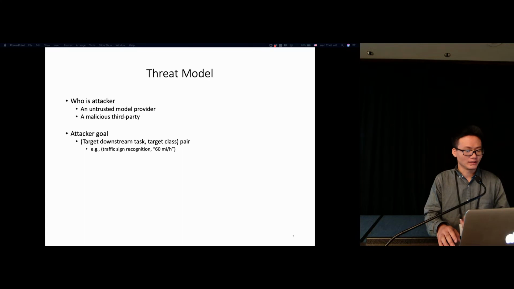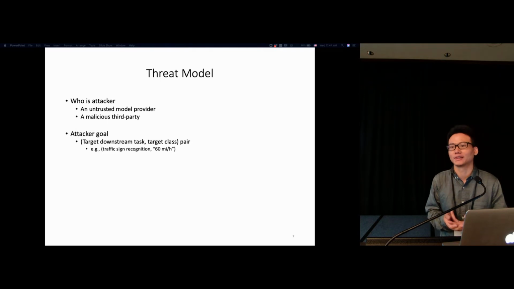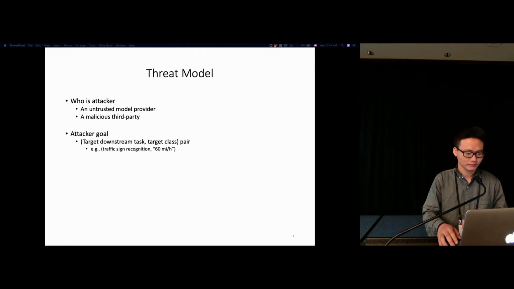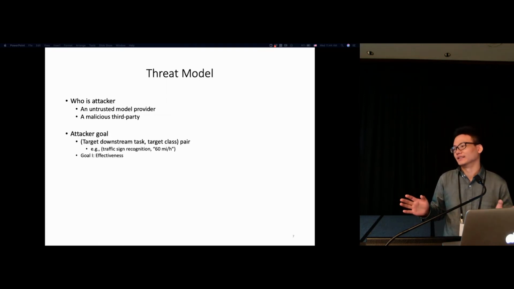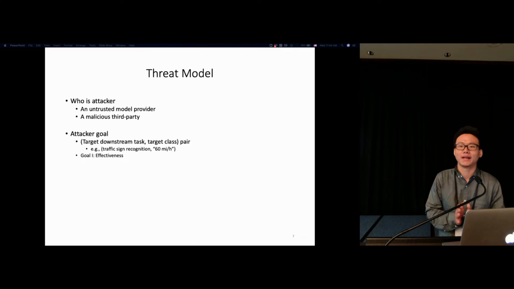To reach the goal, the attacker first selects a downstream task and a class, which we call the target downstream task and target class. For instance, they could be traffic sign recognition and speed limit of 60 miles per hour. In our BadEncoder, an attacker can select multiple target downstream tasks and multiple target classes. For simplicity, I will focus on a single target downstream task and a single target class. An attacker aims to craft a backdoor image encoder to achieve two goals. The first goal is the effectiveness goal, which means that backdoor attacks should be effective.